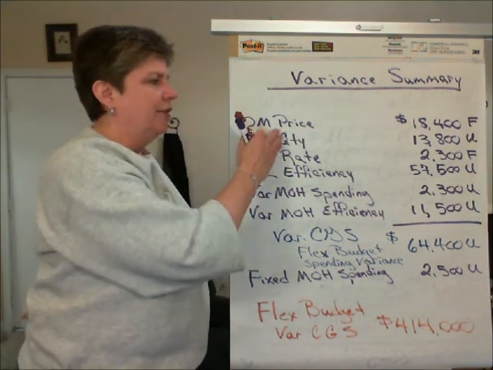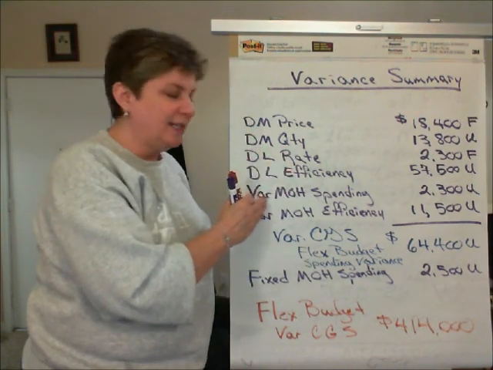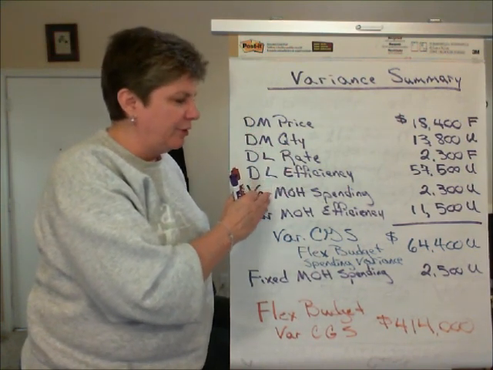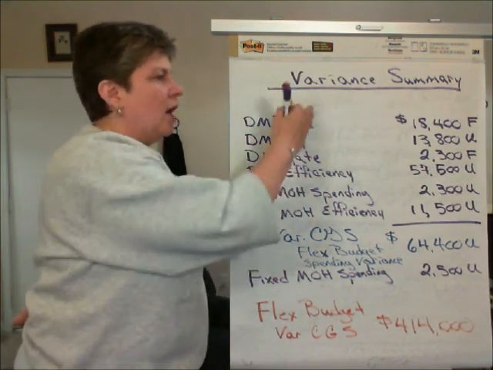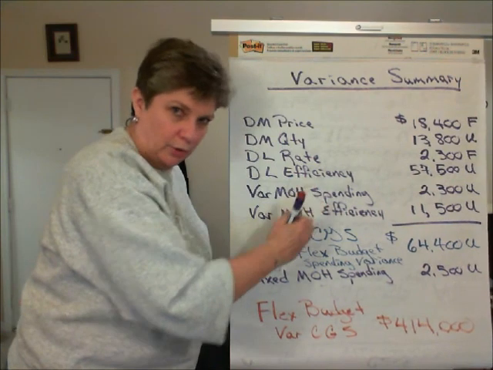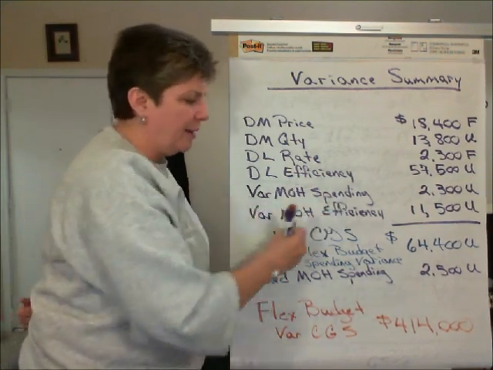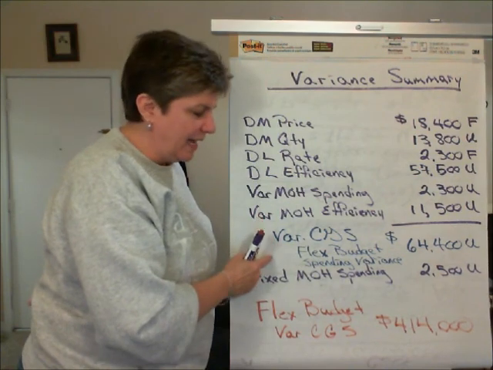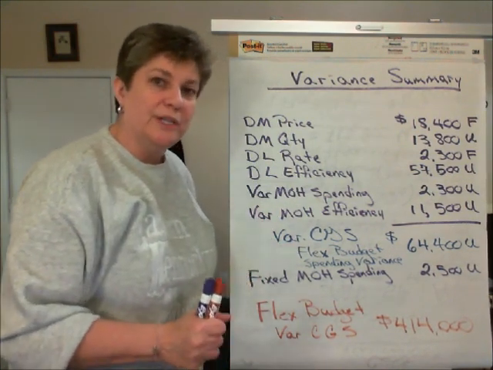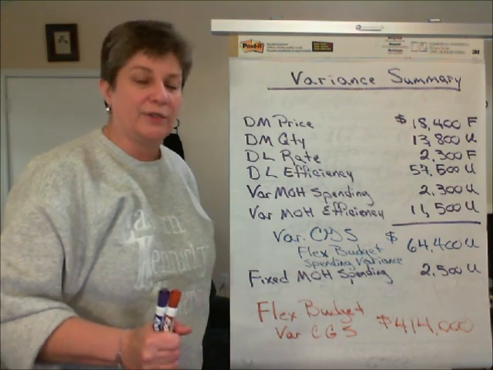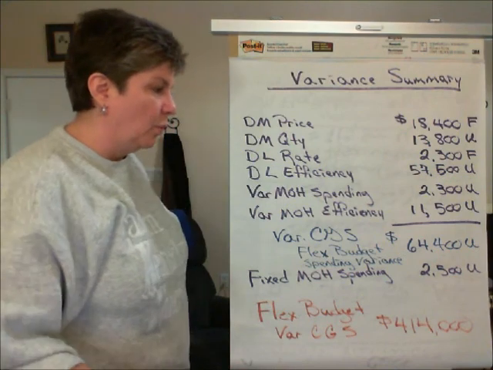First of all, the materials price and quantity, labor rate and efficiency, and variable manufacturing overhead spending and efficiency variances. All of these variable product cost variances will add up to equal the net variable cost of goods sold flexible budget spending variance that we calculated on the Flex Budget Performance Report.